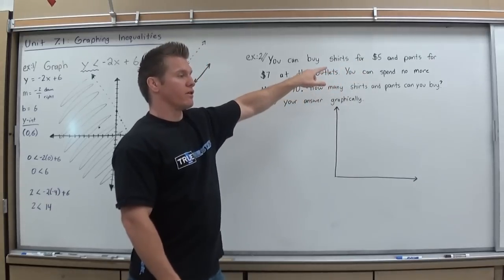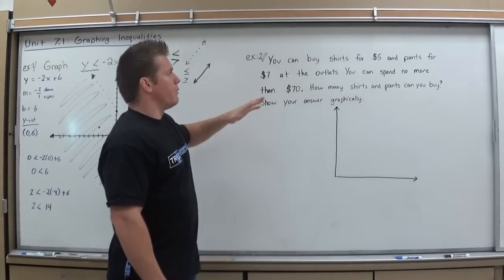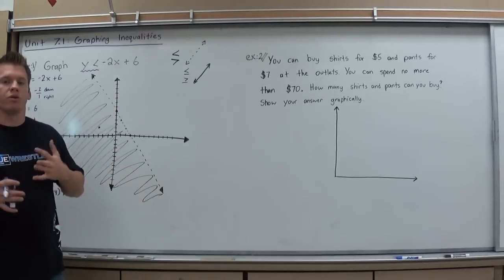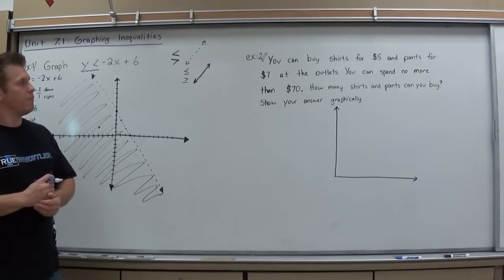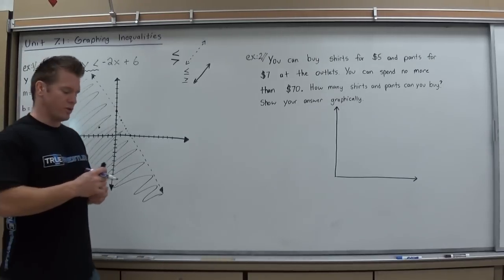I could buy, looks like 14 maybe, shirts. So yeah, but what combination? What if I only bought a few pants and a few shirts? So there's a really large number of possibilities here. That's why we show this graphically, because you're just showing the reader all the different choices you have.